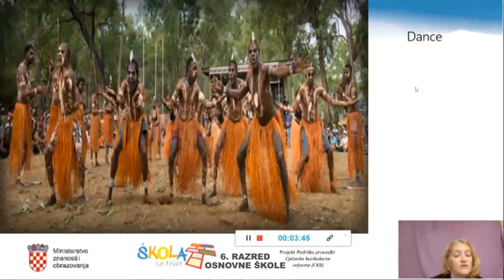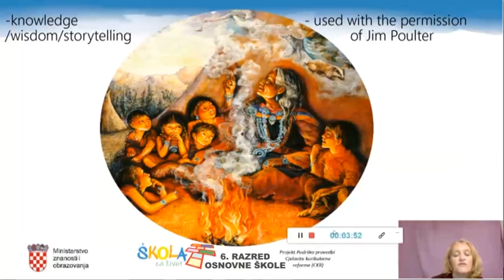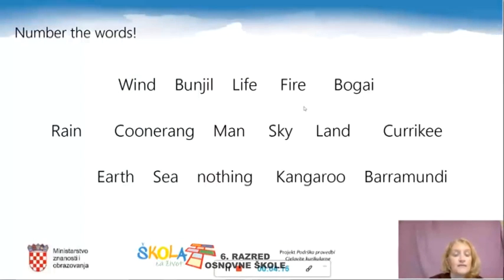The Aborigines were also great dancers, and they still are. And also, the Aborigines were very wise people, and they are wise even today. They didn't have schools, but they have a lot of knowledge and wisdom. Their children were listening to stories from older people in their communities. And this is how they became very wise and clever. In today's lesson, you're going to hear one of their stories.